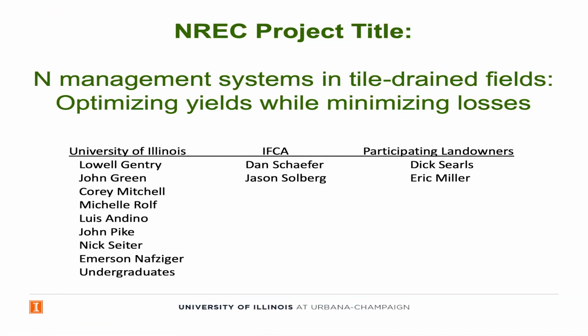Emerson Nafziger helps us out. He's calculated my economic optimum N rates that I'm going to show. And then we have a multitude of undergraduates that work for us. And from IFCA, Illinois Fertilizer and Chemical Association, couldn't do this work without Dan Schaefer and the help from Jason Solberg, and 2 participating farmers, which is Dick Searles and Eric Miller. And Eric also helps us do some custom work on this project, and I'm going to show some N-rate studies from Eric's farm as well.